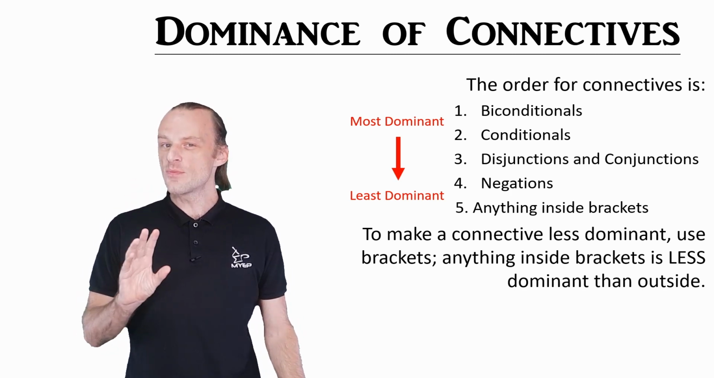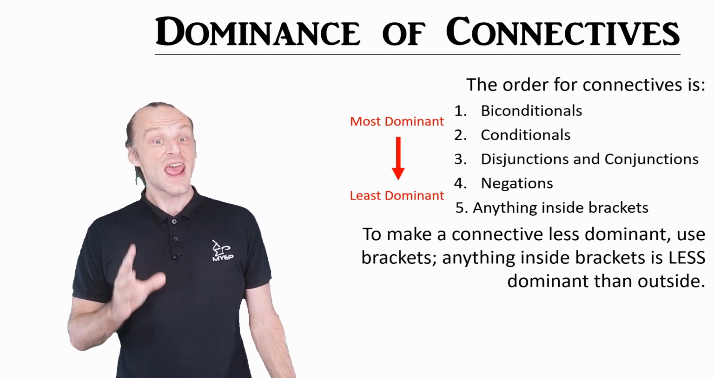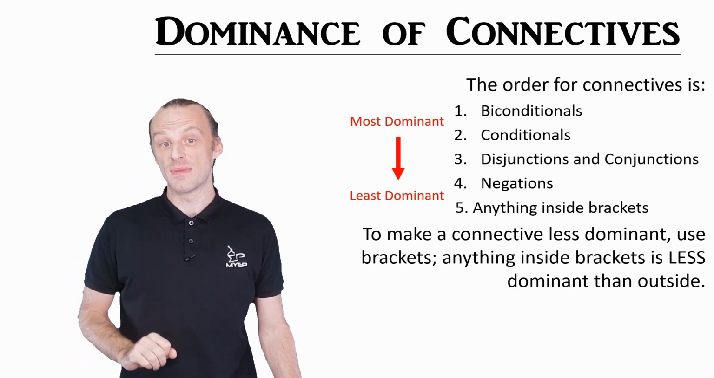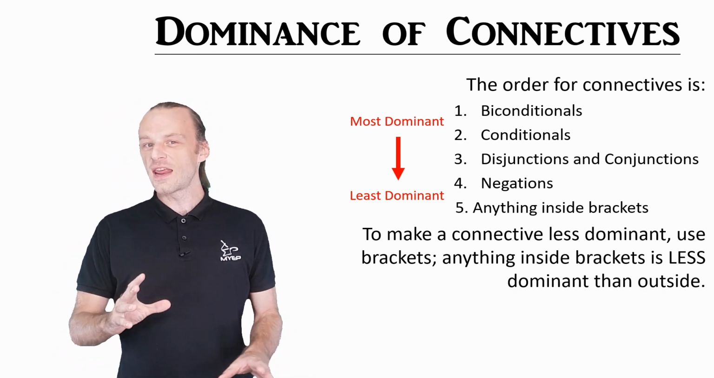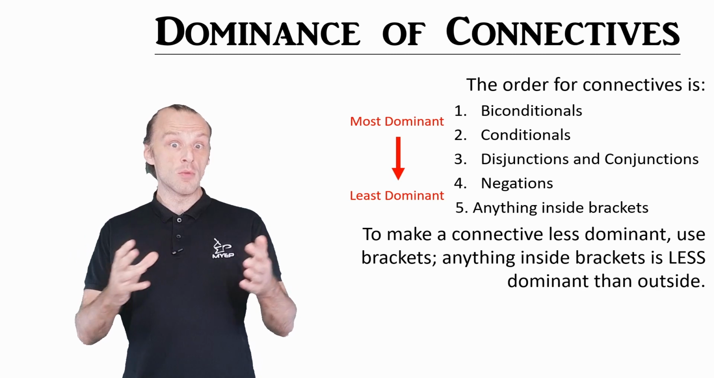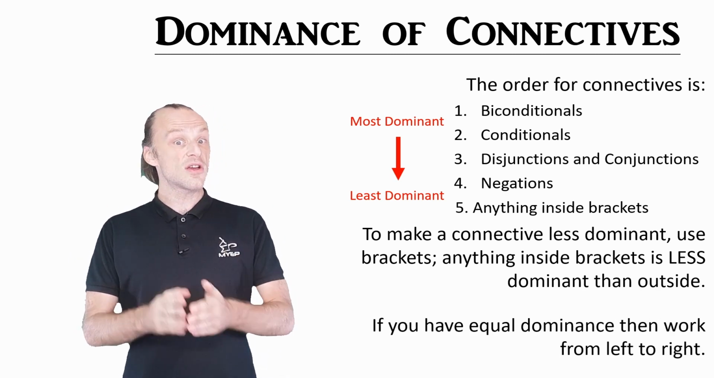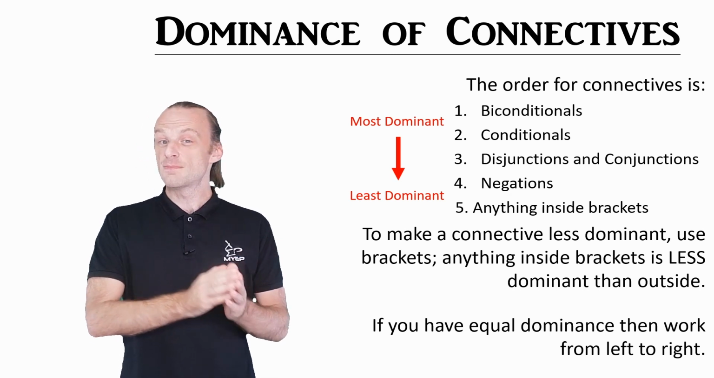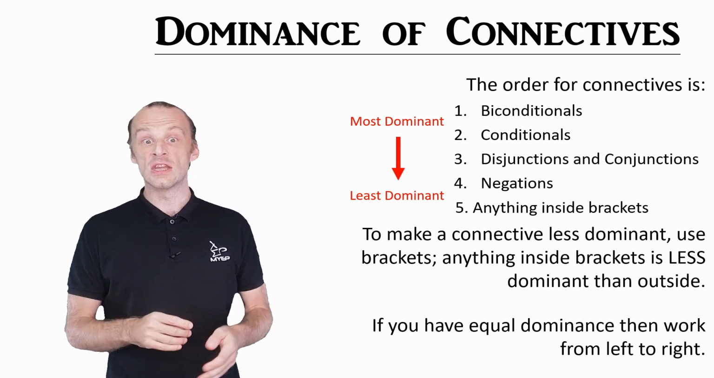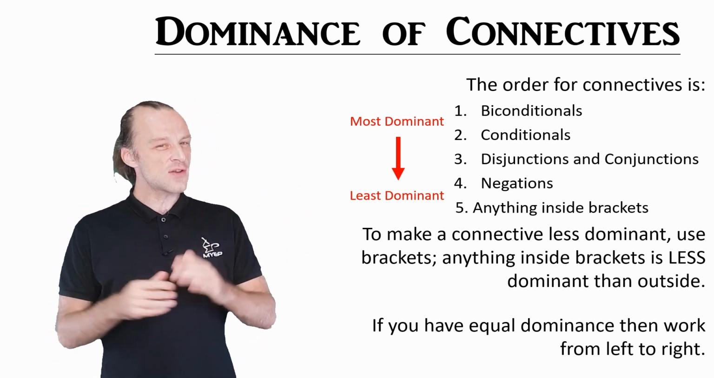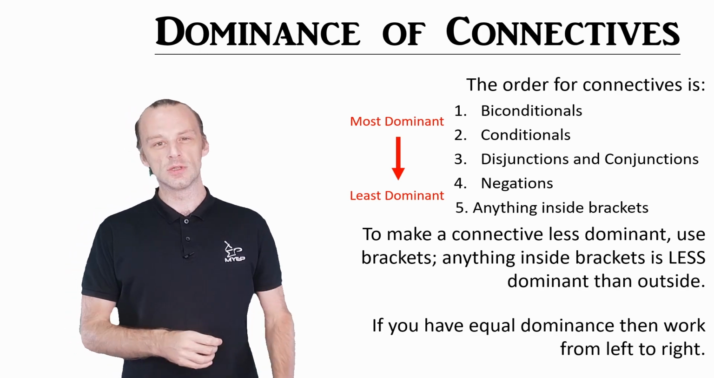Anything inside a bracket is less dominant than what is outside. But if there are no brackets in an expression, then any biconditionals are the main connective. Finally, if there really are two or more equally dominant connectives in an expression, then you work from left to right, making the main connective the one that is on the right.